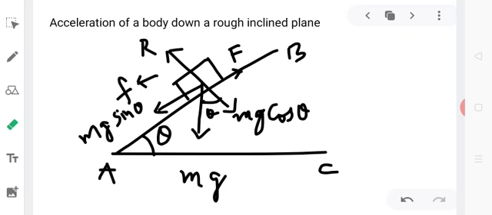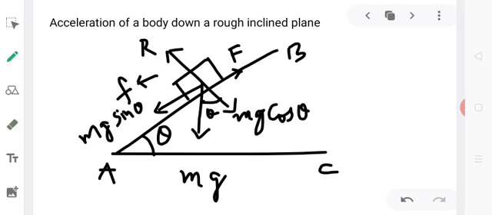So the net force F down the inclined plane, the net force on the body down the inclined plane, that is marked as F, will be equal to mg sin theta minus F. Capital F represents friction, which is further equal to mu into R, where mu is the coefficient of limiting friction.